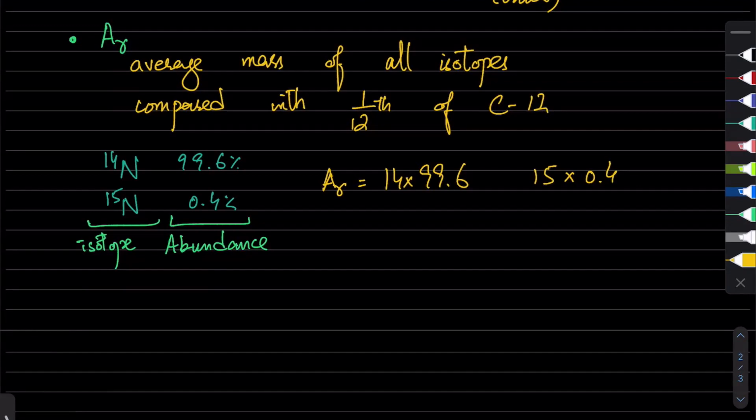So we just multiply the mass number or the nucleon number with the percentage, and you just add it all up. And because it's a percentage, divide by 100. You can do it individually: 99.6% is 99.6 over 100, 0.4% is 0.4 over 100. You will get the same answer. You can divide the whole thing by 100, or you can divide them individually. All of that is correct.